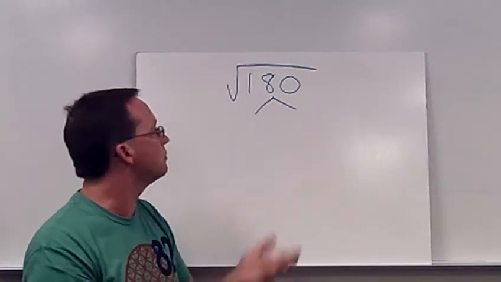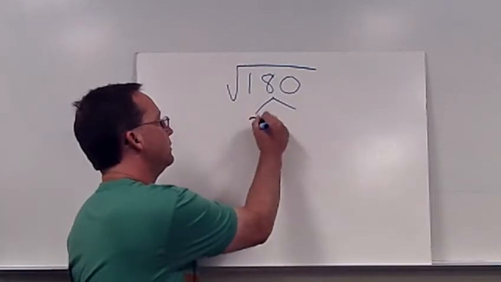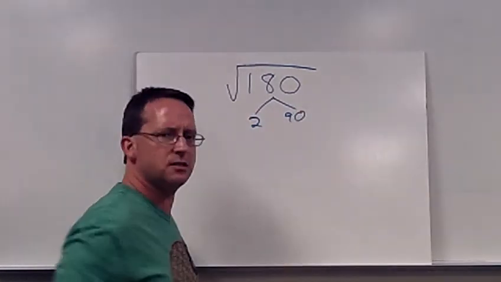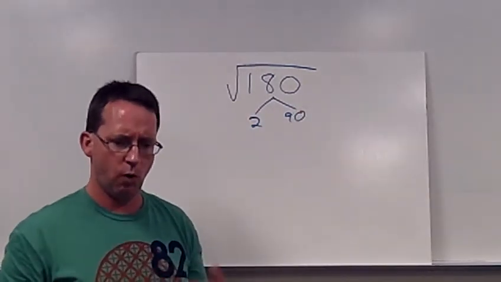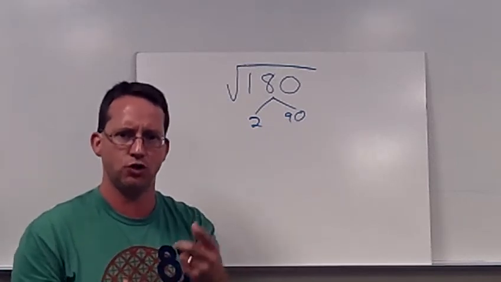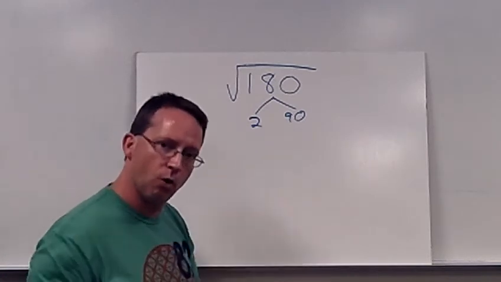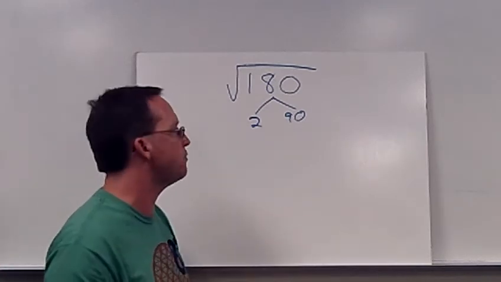But I'm going to go small here. I'm going to say, well, I know that's an even number, so I know 2 comes out. And I know it's 2 times 90. And if you ever get stuck and you don't know where to get started, just take your calculator and start dividing by small numbers. Divide by 2, divide by 3, divide by 5.